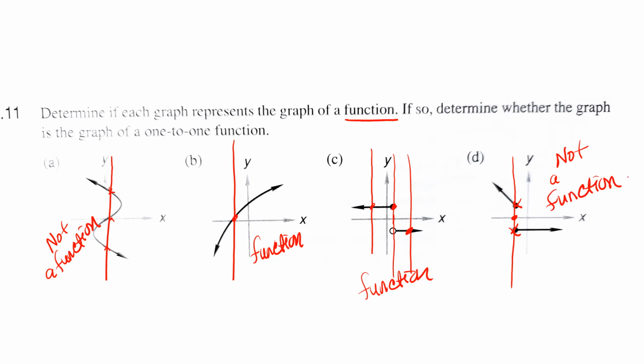Okay, so for the ones that are functions, we want to go back and see if they are one-to-one functions. So for this function right here, b, if you throw a horizontal line through there, it's only going to hit it once, and it will only hit it once no matter where you put a horizontal line. So this is one-to-one. But C is not one-to-one because if you put a horizontal line right here, you're going to hit that function a bazillion times all along that line. So not one-to-one.